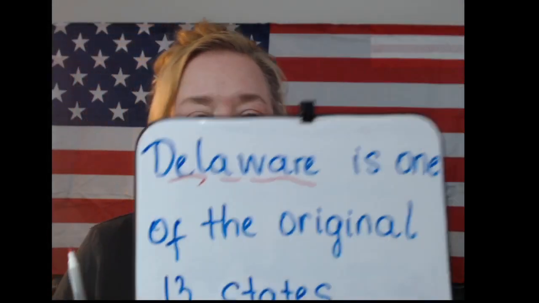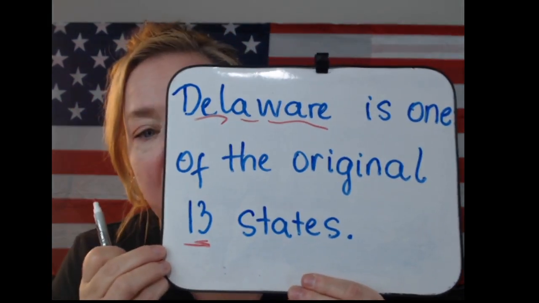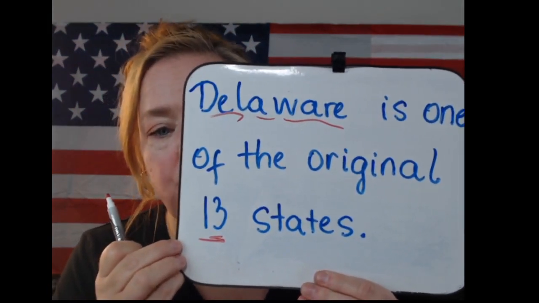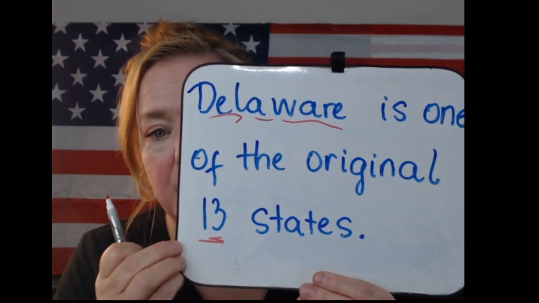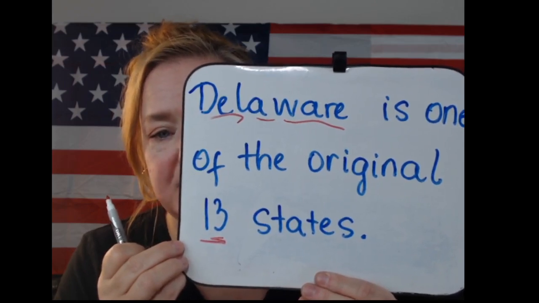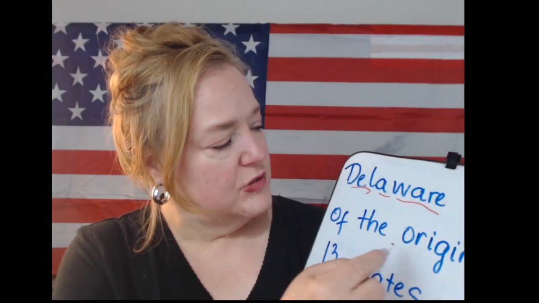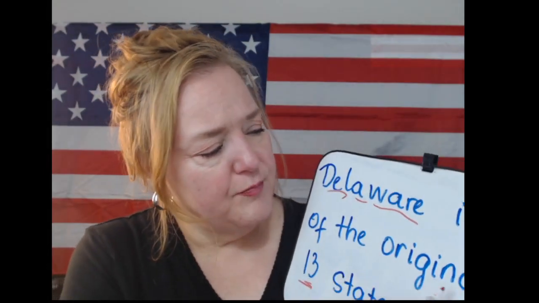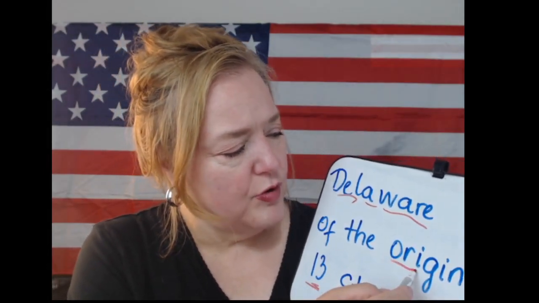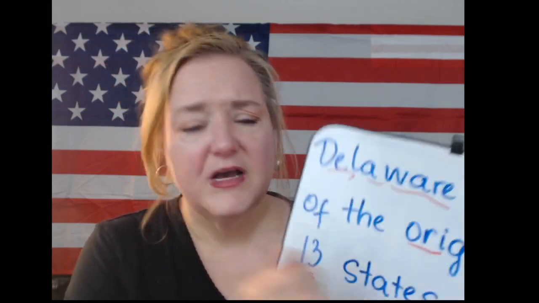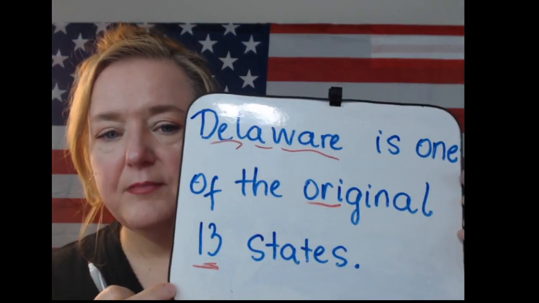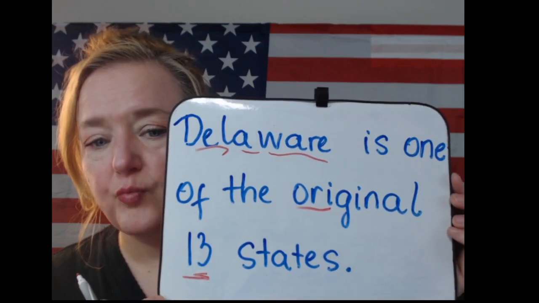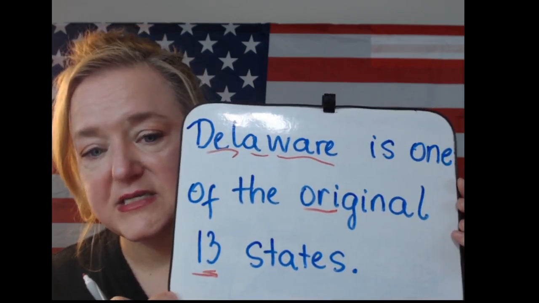This is the numerical 13. Delaware is one of the original 13 states. Original is a really hard word to spell phonetically. And if you break it down, it almost has like the word origins in it, it kind of does, to help you spell that. But Delaware is one of the original 13 states.